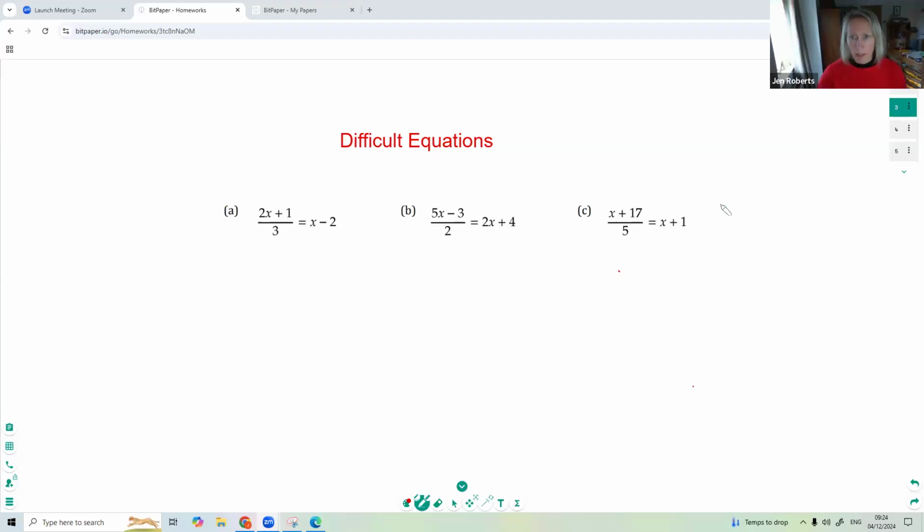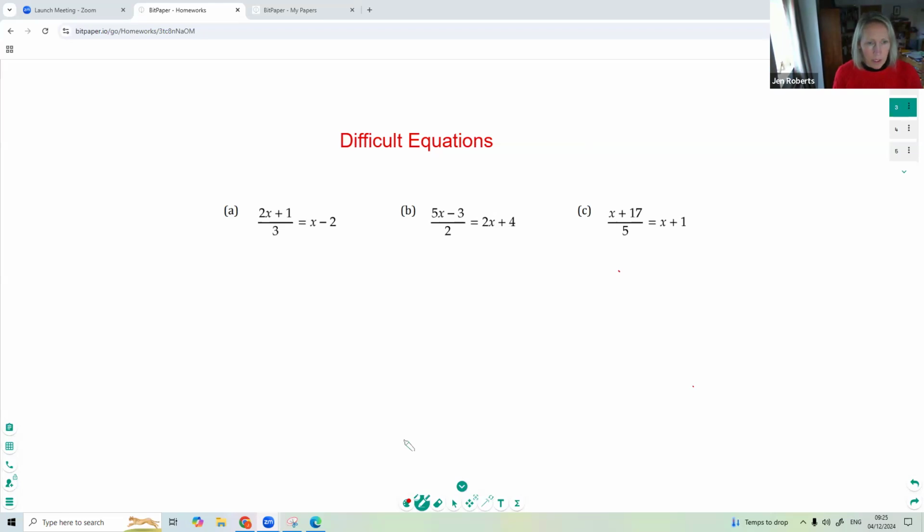Okay, so we're going to spend this revision recording looking at difficult equations. These are probably the most difficult type that come up on the foundation paper, but they do come up fairly often. So it's good to be able to make sure you can do these. So we're solving these equations. I'll demonstrate these three and then you can have a go at three.